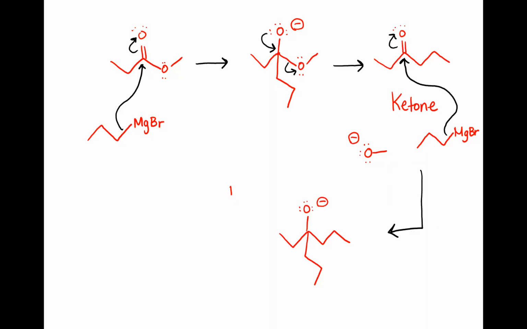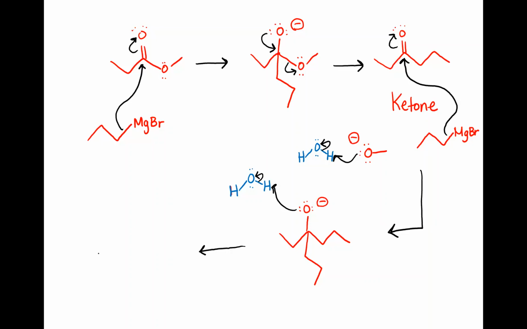So step 2 occurs. Water is introduced, and both negatively charged oxygens will be protonated. So we can show 2 proton transfers, resulting in the tertiary alcohol.